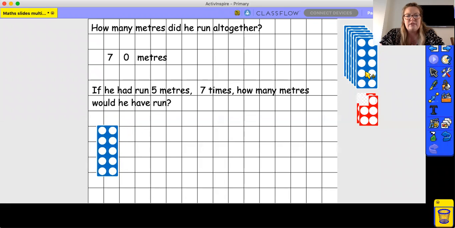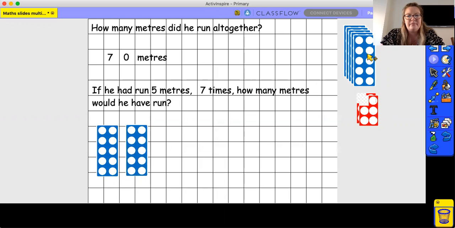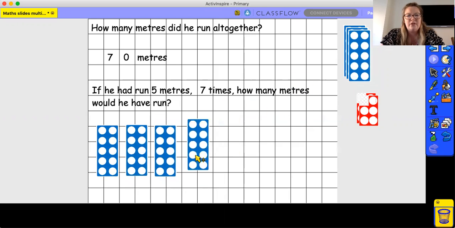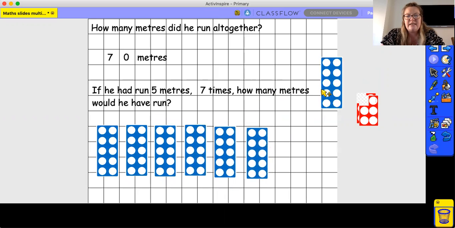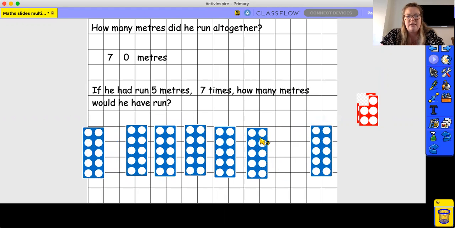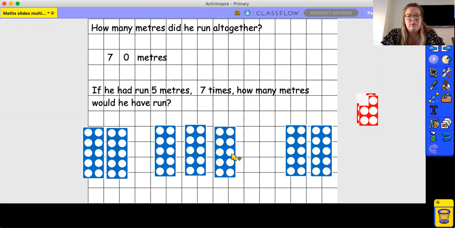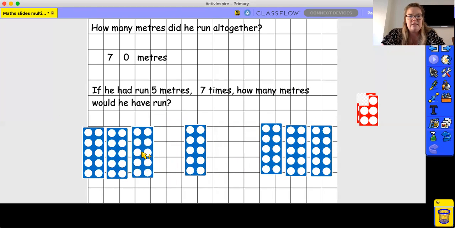Here, I've got 70 in Numicon. 10, 20, 30, 40, 50, 60, 70. And to work out half, I need to split it into 2 groups. So if I put one this side and one this side, one this side and one this side, one this side and one this side, I have 10 left. How am I going to split 10 in half? Tell your adult now.